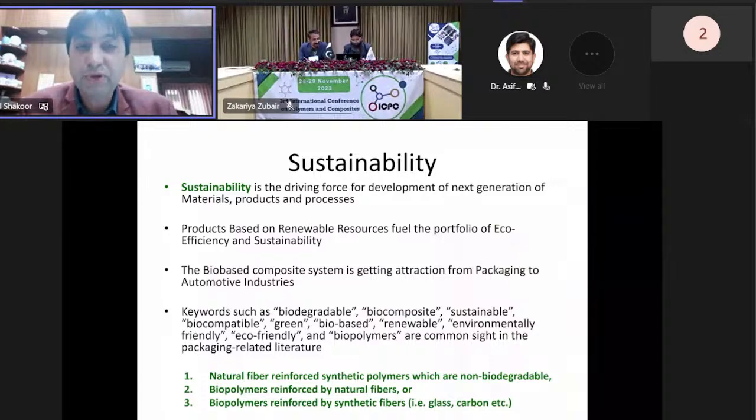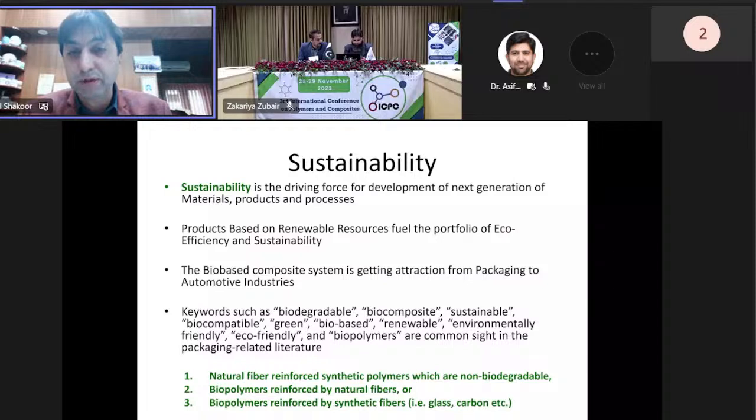We have seen different types of material, like biodegradable material, biocomposites, sustainable material, green material, bio-based material, because sustainability will be a driving force for the next generation and decades, when we develop products, materials or any process. There are some niche words that are similar but actually different.